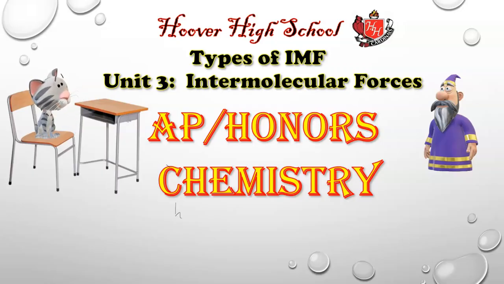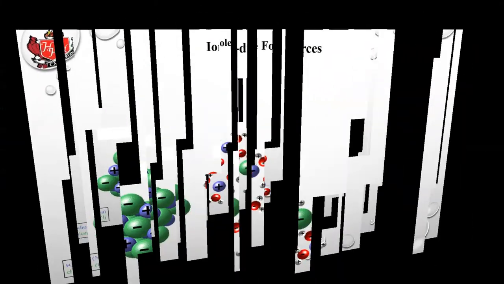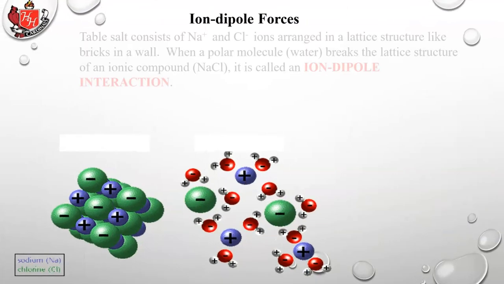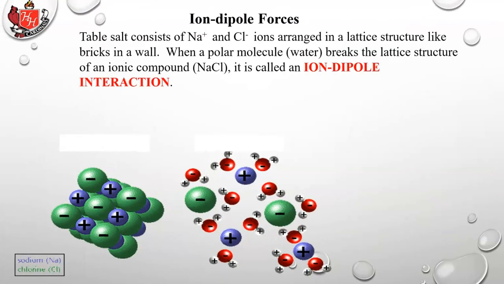All right, chemistry. In this lesson, we're going to talk about the 5 types of intermolecular forces. So ion dipole forces: an example is table salt, which consists of sodium and chloride ions arranged in a lattice structure like bricks in a wall. This is an ionic bond.